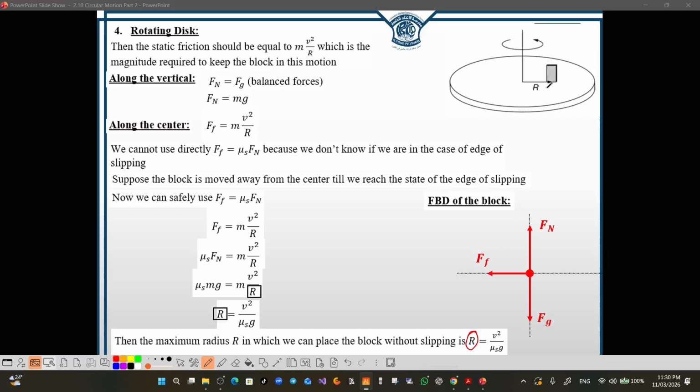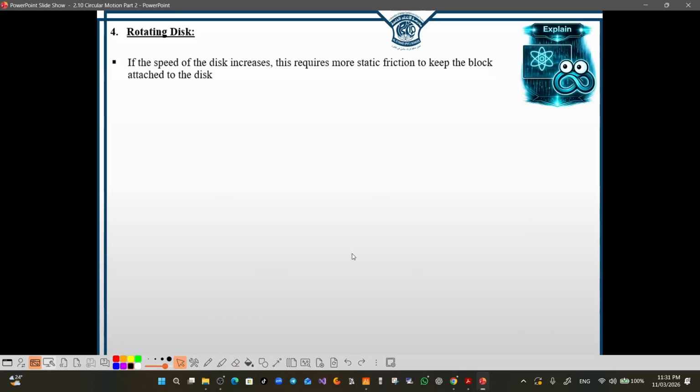So, for example, let's say that the maximum radius is here. One can place the block at any point in this range without making the block slip away. But once we exceed this distance, for example here, then the object will slip away from the disk because the friction is no longer enough to keep the object in the circle on the disk, or in the circular path.